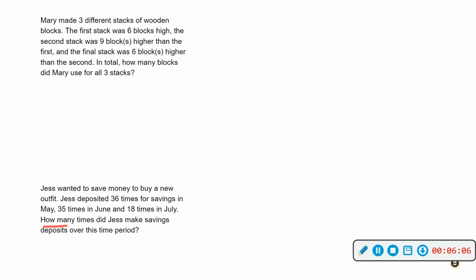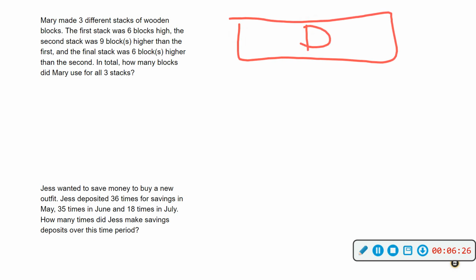So, reading this again, we don't know the total. It didn't seem like anything was taken away. It just seems like it was a deposit, and a deposit. So that means that things are constantly being added to a savings account. So that would mean that we do not have a total for the number of deposits. However, we do know that she deposited 36 times, as well as 35 times, as well as 18 times.